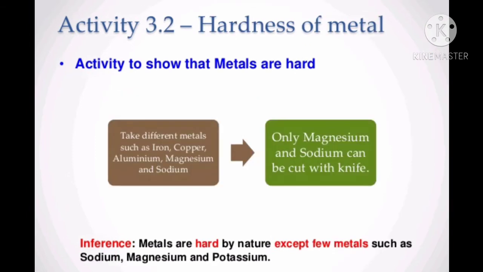Here is another activity, 302, on page number 37. To show that metals are hard in nature, we can take different metals, for example iron and copper, and hit them hard, but they will not change shape easily. But in exceptional cases, magnesium and sodium can be cut with a knife even though they are metals. Sodium, you must have studied, is stored in kerosene. The reason is that it is highly reactive and cannot be exposed to air, and another property is that it can be cut with a knife also. So metals are hard except sodium, magnesium and potassium.